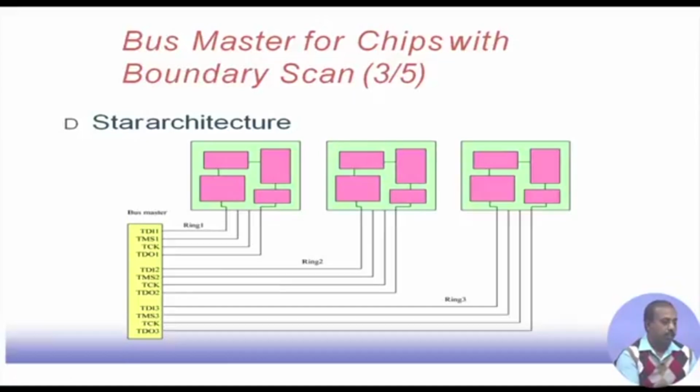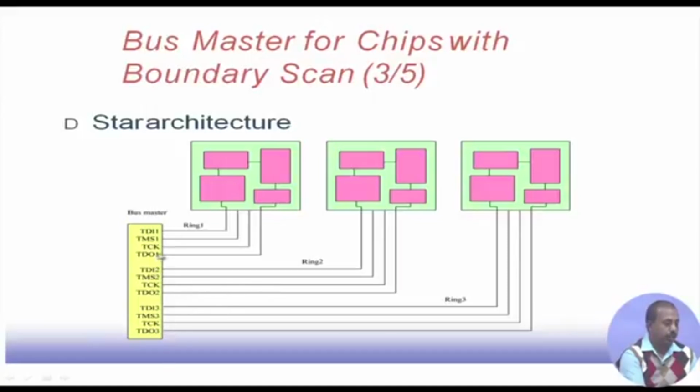We can also have a star type of architecture, where we have one bus master, but there are several such rings. These chips are in one ring, these chips are in another ring, these in another ring. So, we have 3 different rings. In a particular ring, we have TDI 1, test data input 1, and test data output 1, forming the boundary scan for the first few chips. For the second module, I have TDI 2 and TDO 2 forming that chain, and the third one TDI 3 and TDO 3 forming the chain.